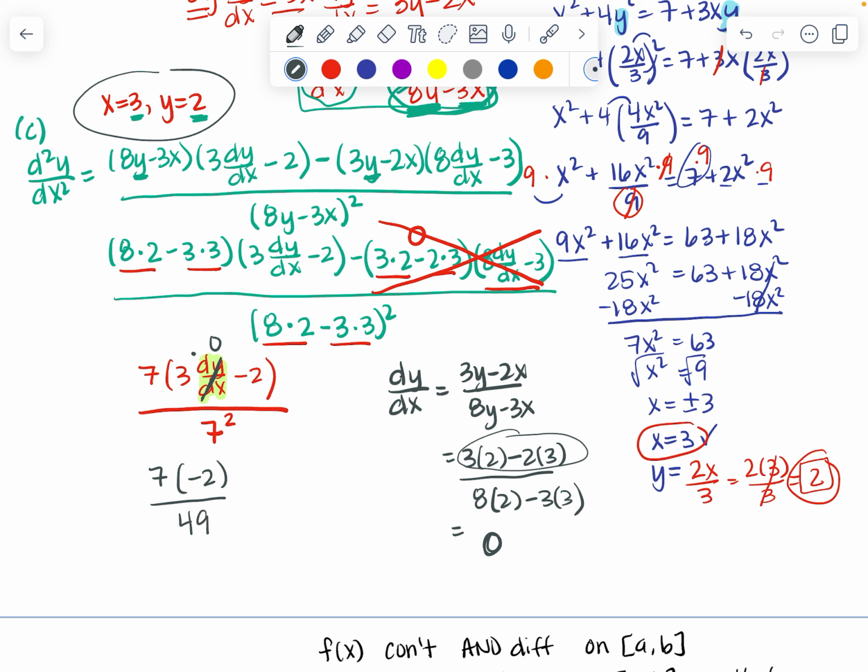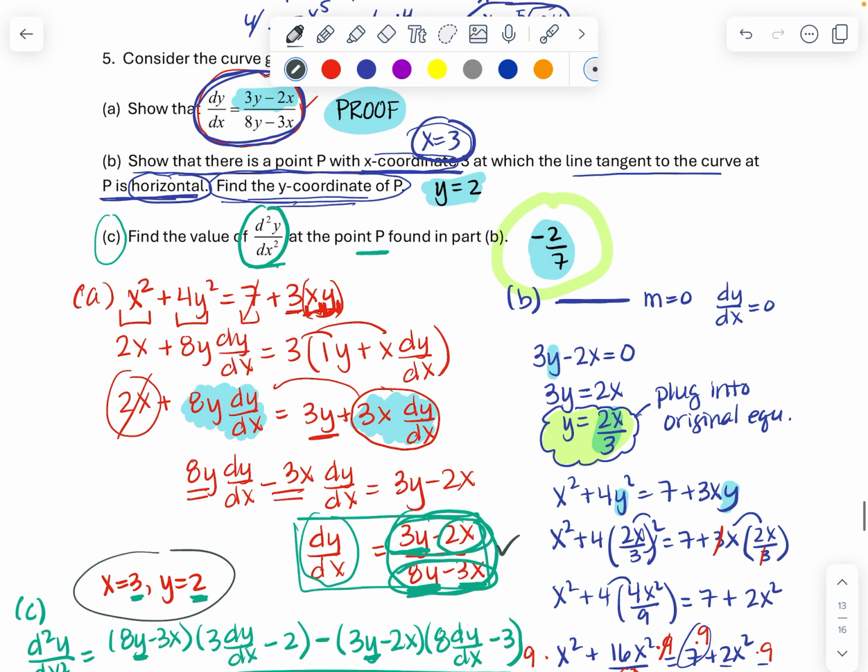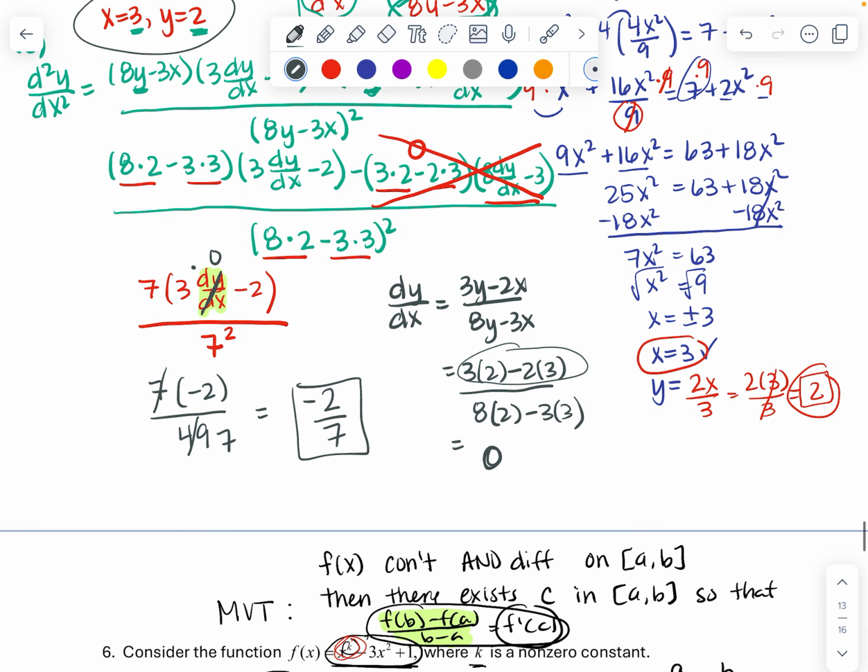Now I'm just going to simplify this a little bit. 7 goes into 49 7 times. So this is going to be negative 2 over 7. Was the answer negative 2 over 7? Oh my gosh, thank goodness. Does that make sense?